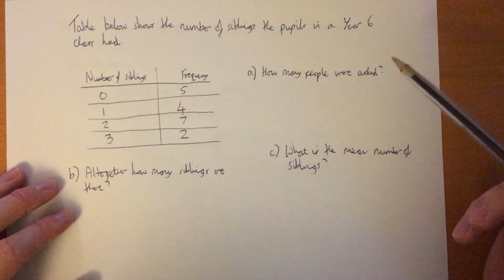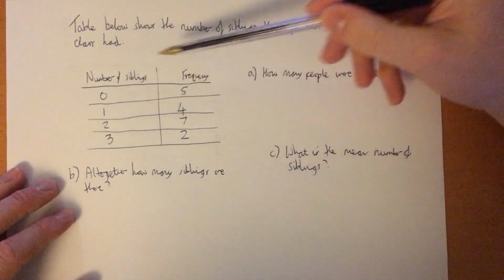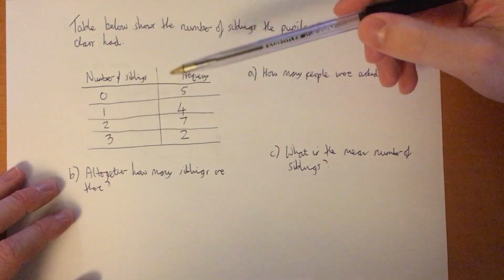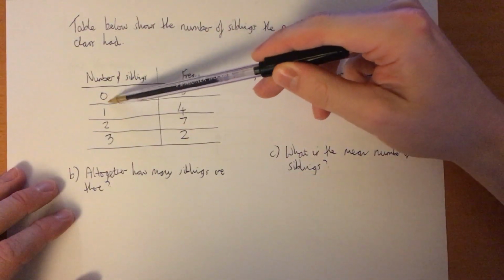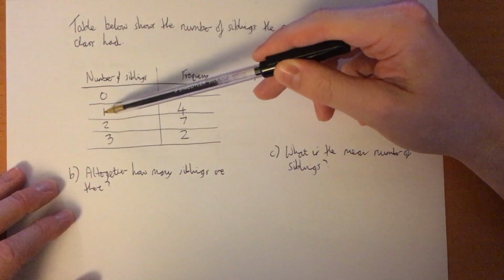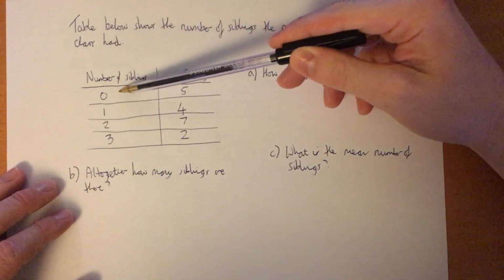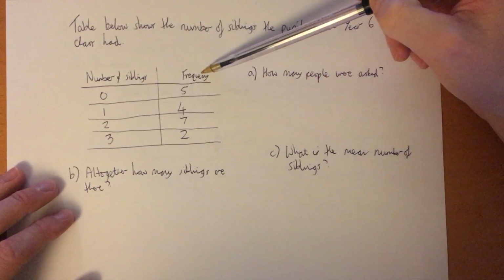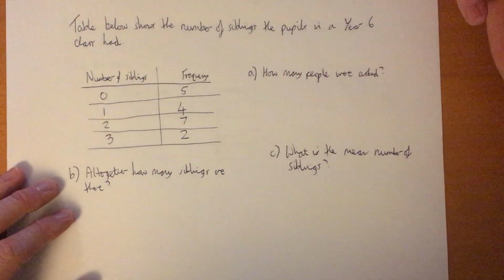The table below shows the number of siblings the pupils in a year 6 class had. Now, let's just look at this table first, because I think maybe it's new to a few of us. The number of siblings, so someone had no siblings, 1 sibling, 2 siblings, or 3 siblings, okay? Now, the frequency tells us how many people had this amount of siblings.